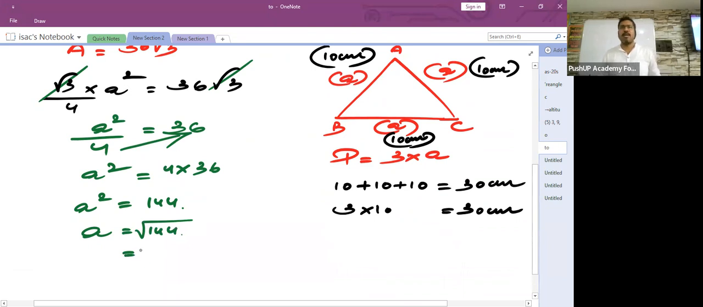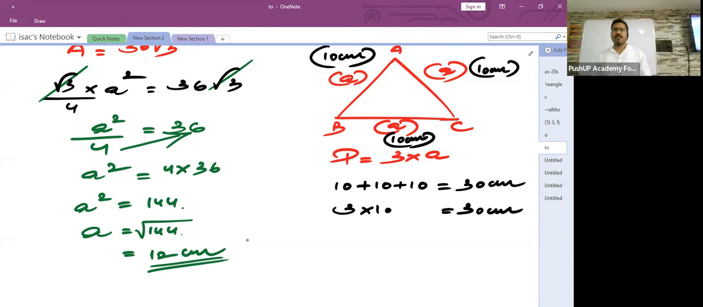If A square is equal to 144, then A would be square root of 144. How much would it be, Avilash? 12 centimeters. It can also be cut short: 4 and 36, square root of 4 and square root of 36.